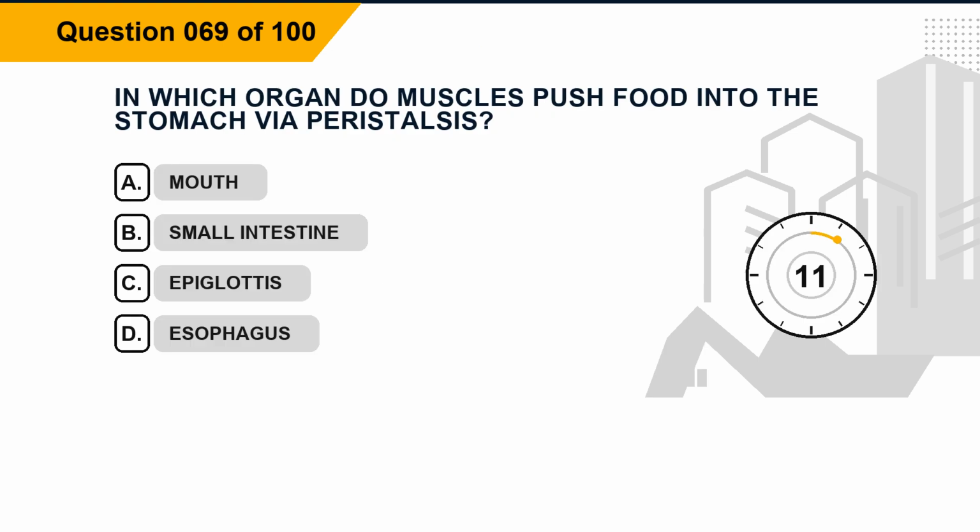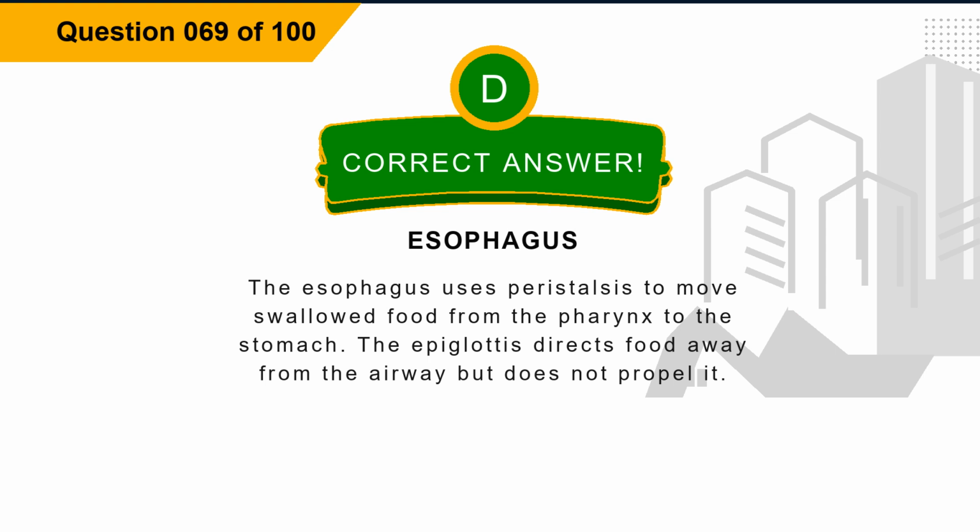Question 69. In which organ do muscles push food into the stomach via peristalsis? Option A, mouth. Option B, small intestine. Option C, epiglottis. Option D, esophagus. The correct answer is option D, esophagus. Explanation. The esophagus uses peristalsis to move swallowed food from the pharynx to the stomach. The epiglottis directs food away from the airway but does not propel it.